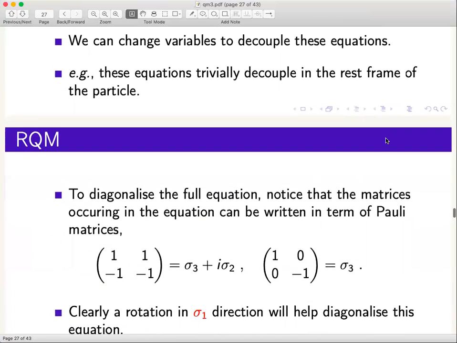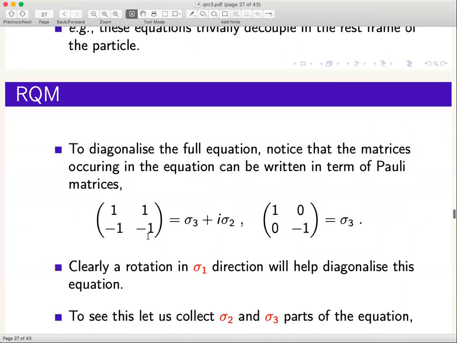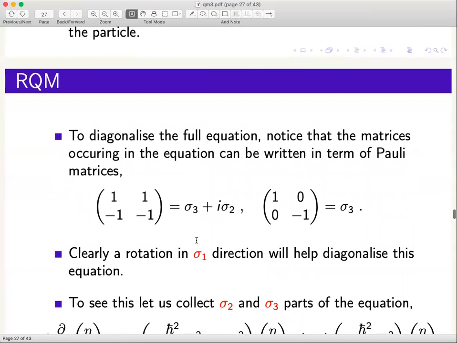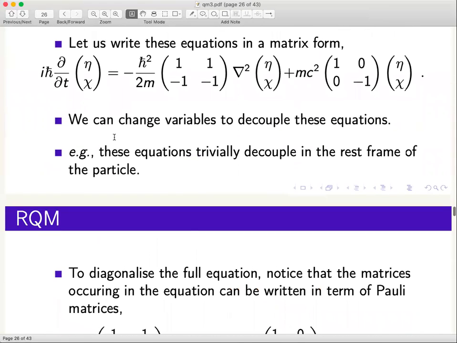Now, this matrix 1, 1, -1, -1 can be written in terms of Pauli matrices. You can easily see that 1, -1 diagonally is just sigma 3, and 1, -1 off diagonally is just i times sigma 2. Of course, this is sigma 3, and that's kind of trivial. So notice that this equation contains only sigma 3 and sigma 2.